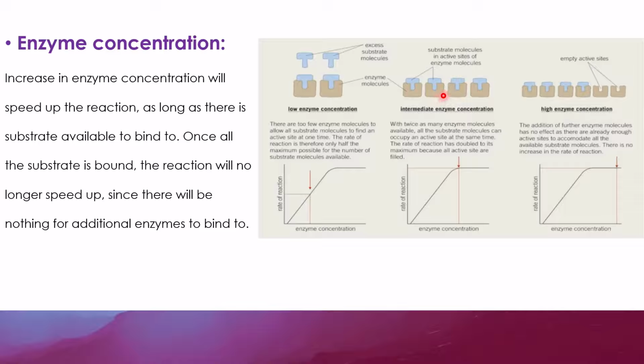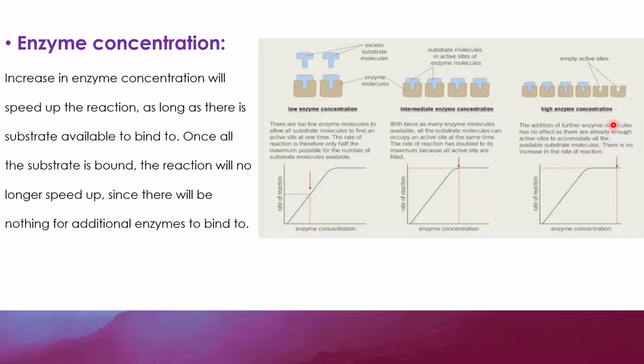So as you can see over here now, one thing that we can notice is that all the active sites of the enzyme have been filled with our substrate. So this increases the rate of reaction to its maximum. And this is the nature of the graph for intermediate enzyme concentration in an enzymatic reaction.